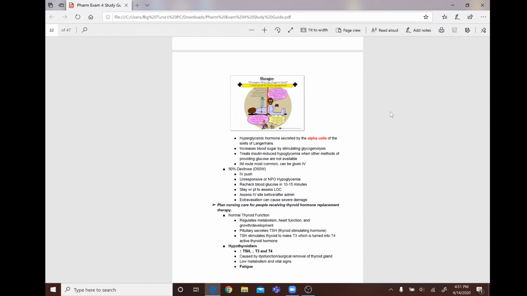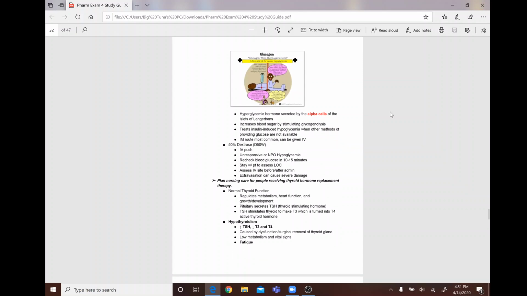Then 50% dextrose, D50W, is IV push. It's for unresponsive or NPO hypoglycemia. You want to recheck blood glucose 10 to 15 minutes after giving. Stay with patient to assess the LOC. Assess IV site before and after administration, and extravasation can cause severe damage.